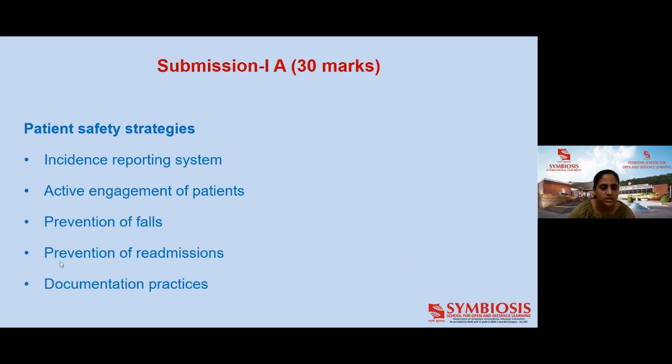Okay. So these are the 5 points of the patient safety strategy. Remember, many students ask this query again, what we have to do over here. So you have to write an answer taking these 5 points in line. The incident reporting system point should be covered, active engagement, prevention of falls, prevention of readmission, and documentation practices. So this will be one answer for your case study 1A submission.